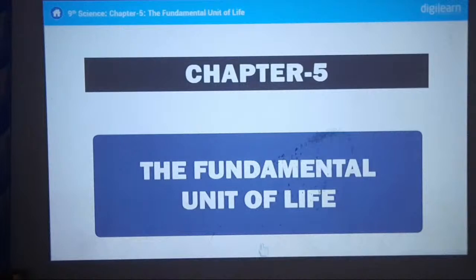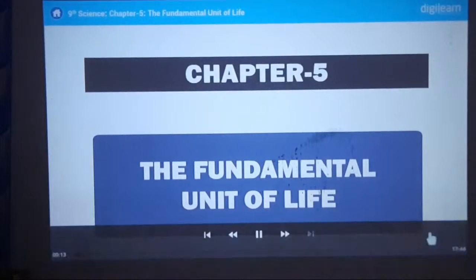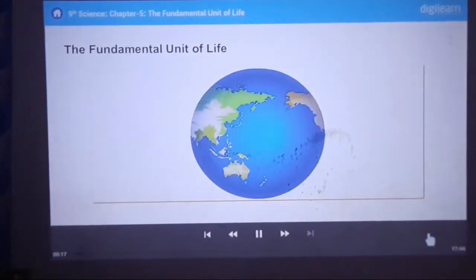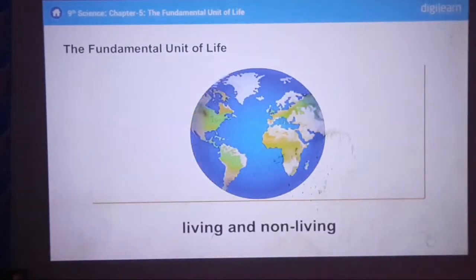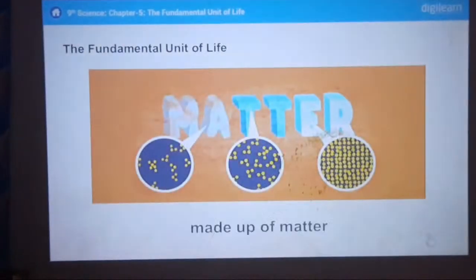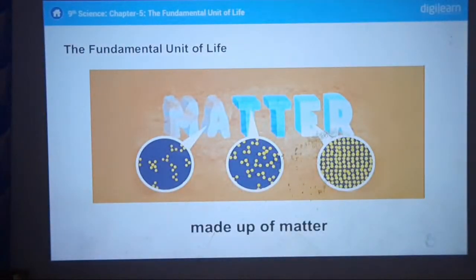Chapter 5. The fundamental unit of life. Earth has many objects, both living and non-living. Though they show many differences, all are basically made up of matter. Matter is a thing that has weight and occupies space.